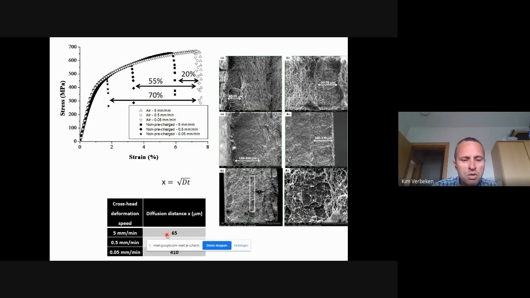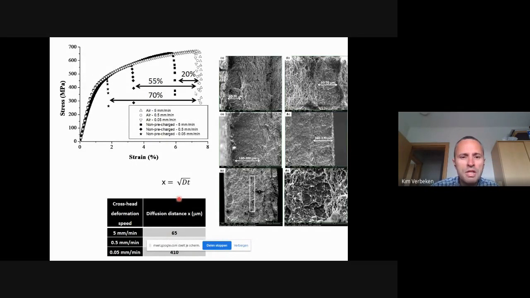So when we do a cross-head deformation speed of 5 millimeters per minute, so quite quickly, you see that the diffusion distance is only 65 micrometers. Of course, it's starting from both sides of your specimen. When we go 10 times slower, it was about 170 micrometers. And we go again 10 times more slowly, then you have a distance of more than 400 micrometers.